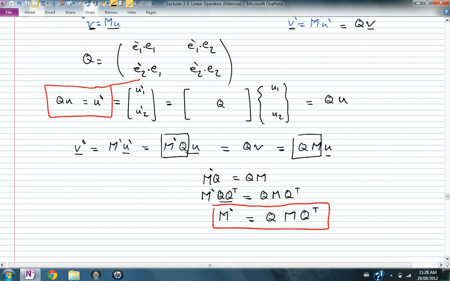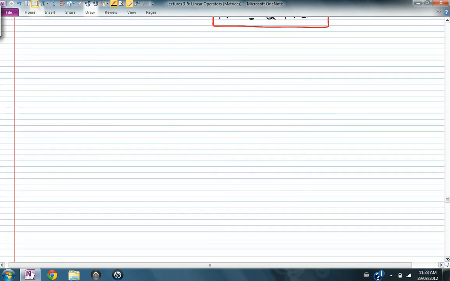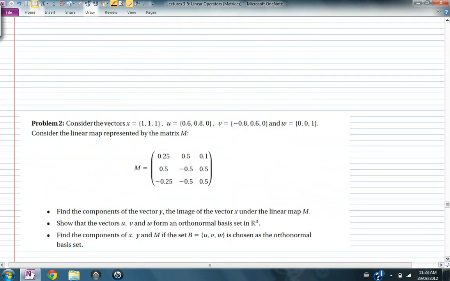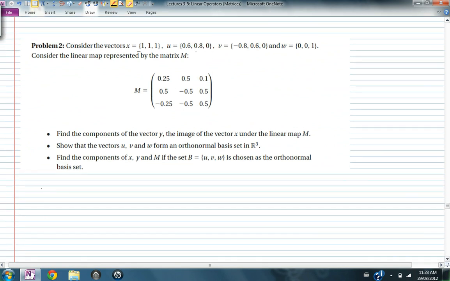So let's do it through a numerical example. I have a vector x, so this is in R3. I have vectors u, v, and w, and I have a matrix M with these components. So the first question is, I have a vector x, and I would like to find y, which is equal to Mx.